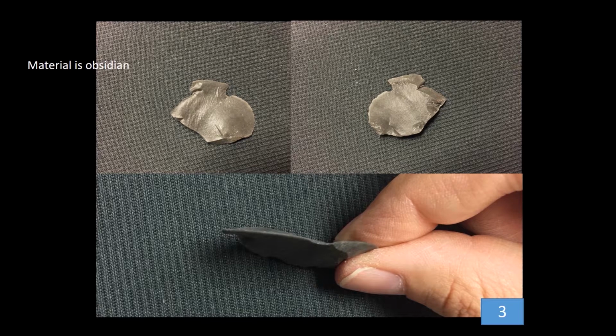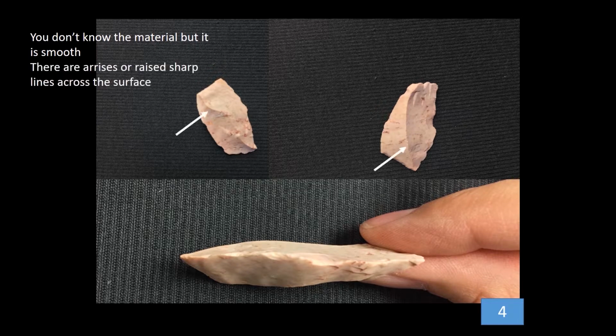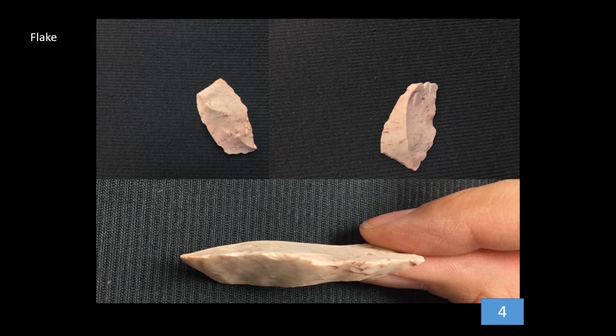This is obsidian, and I can see a striking platform. It's a little bulb of percussion. That's where that energy went through. And this is actually a flake. Next example. Don't know what the material is, but it's smooth when you touch it. And there are arises, or raised sharp lines across the surface. It's a flake.